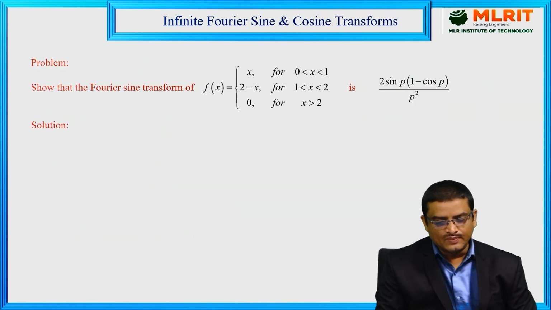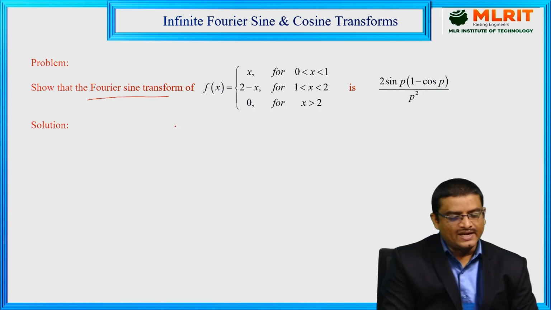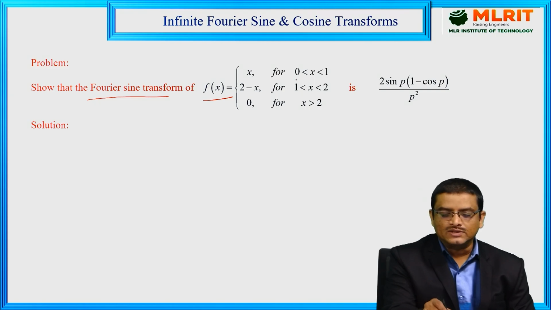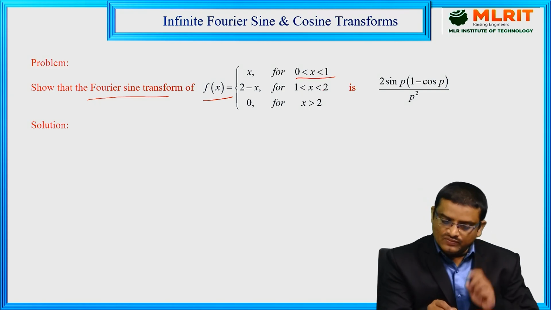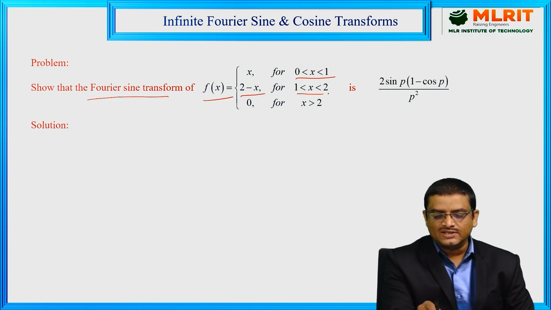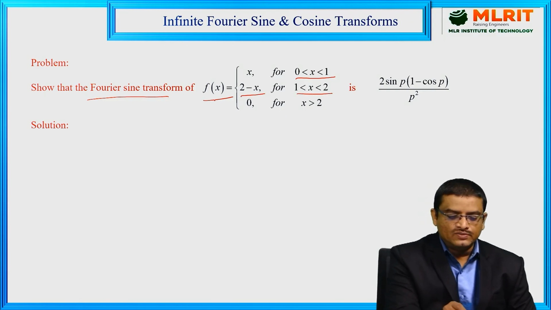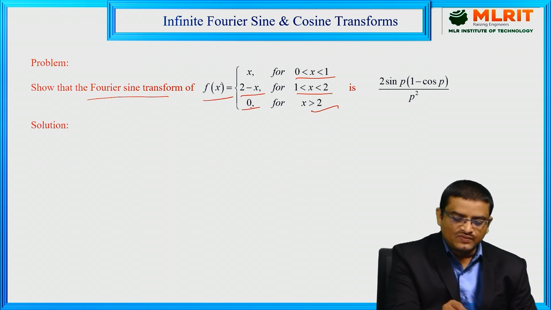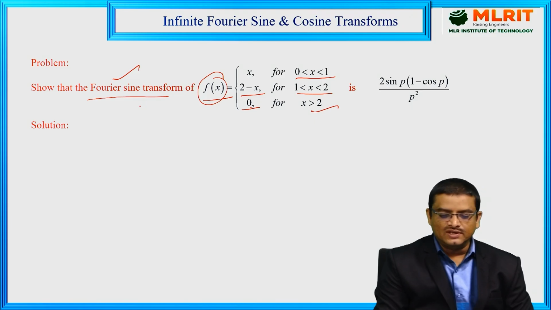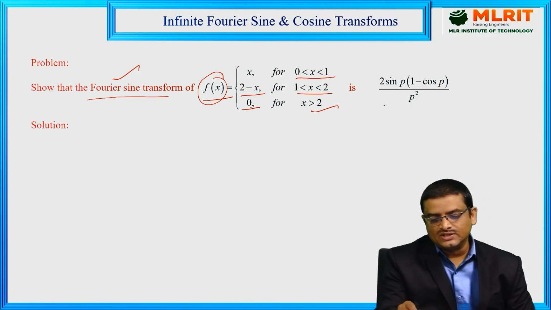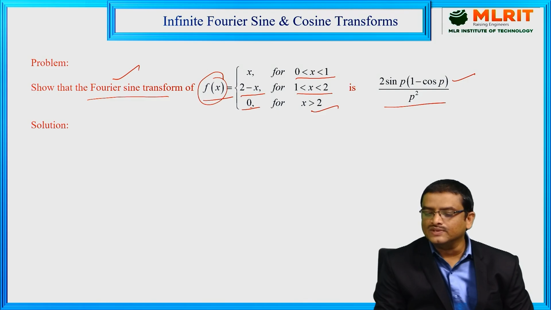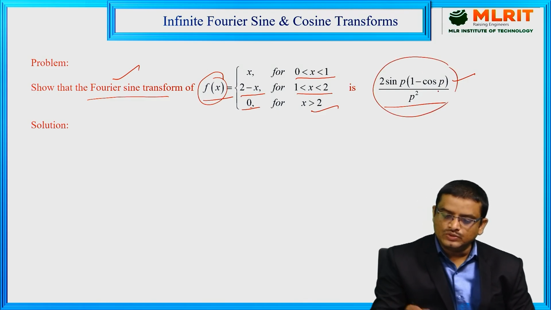Now we'll go for the second problem. Show that the Fourier sine transform of the given f of x, where f of x is equal to x whenever x lies between 0 and 1, f of x is equal to 2 minus x whenever x lies between 1 and 2, and finally f of x is equal to 0 whenever x is greater than 2, is equal to 2 sine p into 1 minus cos p by p square. This is the value we have to prove here.